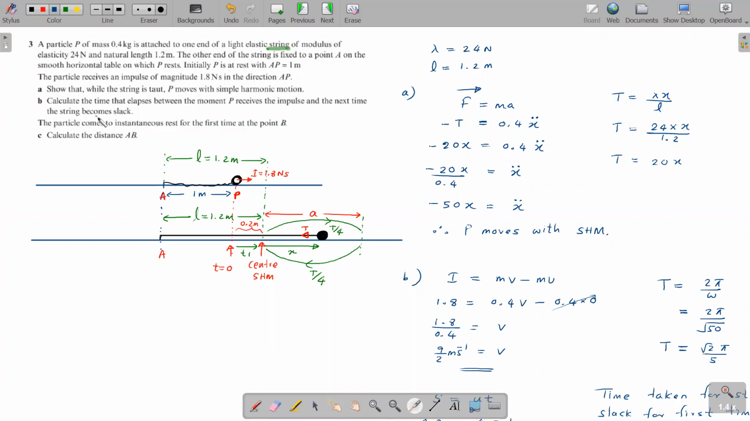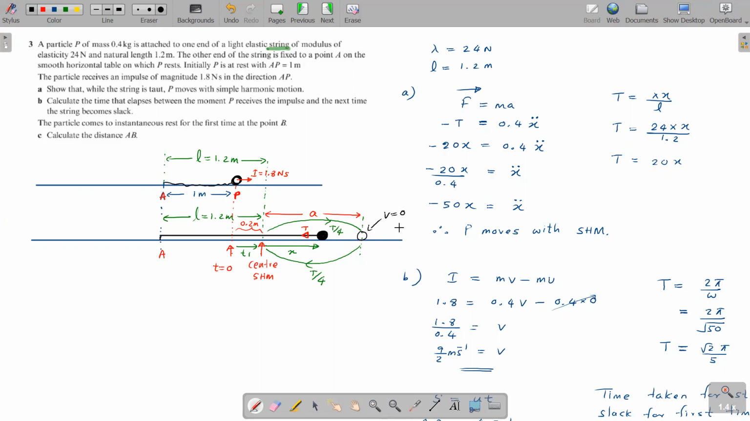Okay, so the next part they say the particle comes to instantaneous rest for the first time at the point B. Calculate the distance AB. How do you calculate the distance AB? A is the place where we start over here, right? Where do you come to instantaneous rest? As you know, when you give this impulse, it starts to move with constant velocity for the first 0.2 meters. And then at this point you have the center of the SHM where you have the maximum velocity. And then you go towards the amplitude, right? So what happens at the amplitude? We know when the particle reaches the amplitude, the velocity becomes 0.